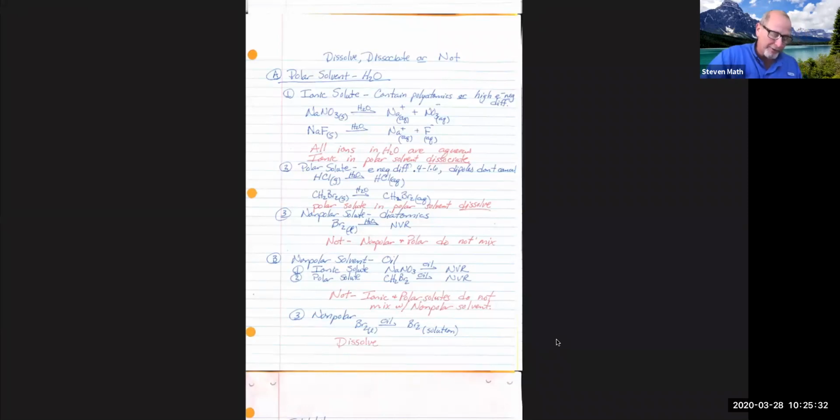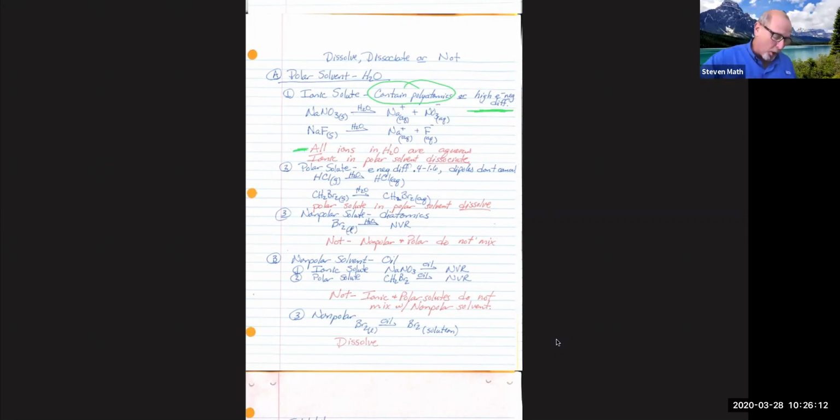Those are ionics. Ionics are going to dissociate. They're going to break apart, and everything will become ions in solution. All ions in H2O are going to be considered aqueous, and ionic things in a polar solvent are going to dissociate. How do we know if something's ionic, though? Ionics are going to contain polyatomic ions, or they're going to have a high electronegativity difference. These are things that are very far apart on the periodic table, something from group 1, something from group 17. Those are our ionics. Ionics dissociate.